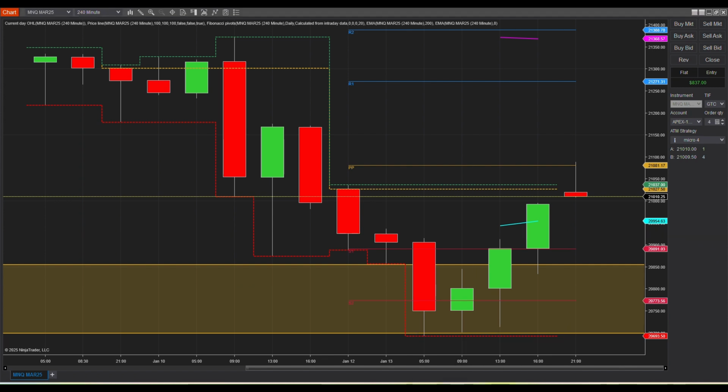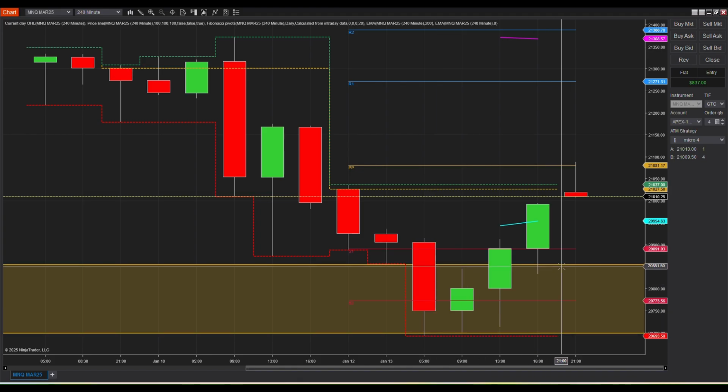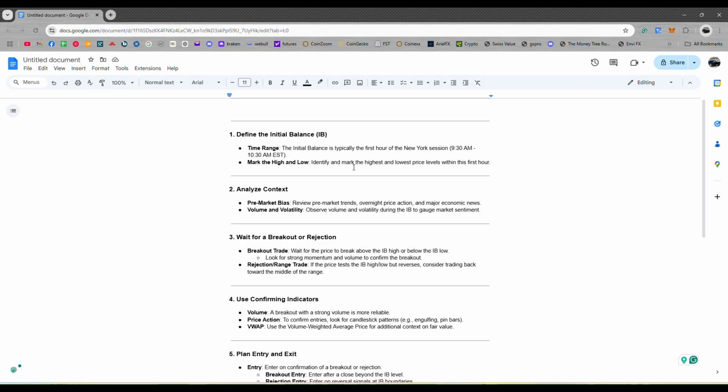But let me go over the sheet here. The initial balance range is from 9:30 to 10:30 Eastern time. You mark up the highs and lows, what I just did here. This is the highs and lows of the 1 hour. Mark up the highs and lows, identify them, so that way you know what levels.